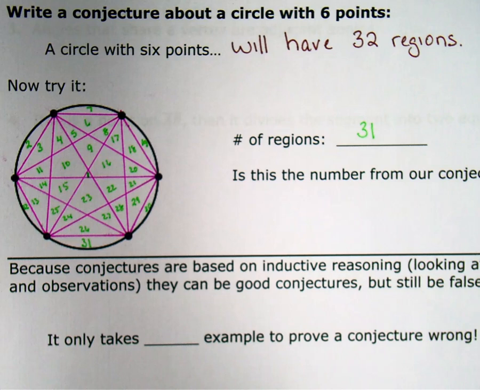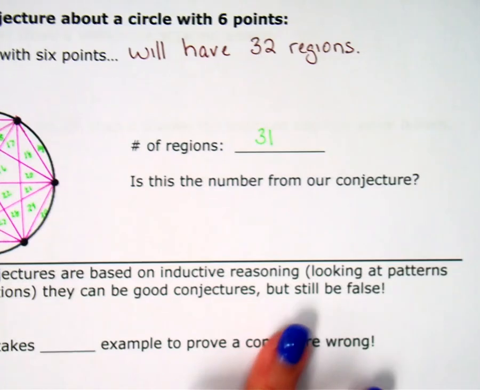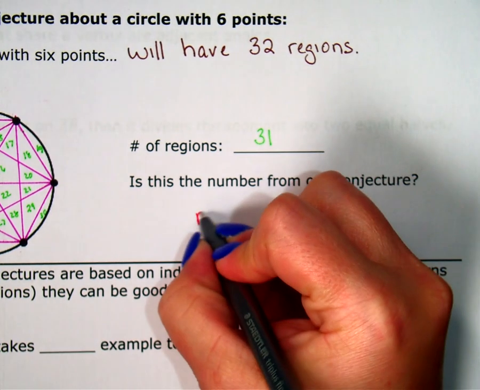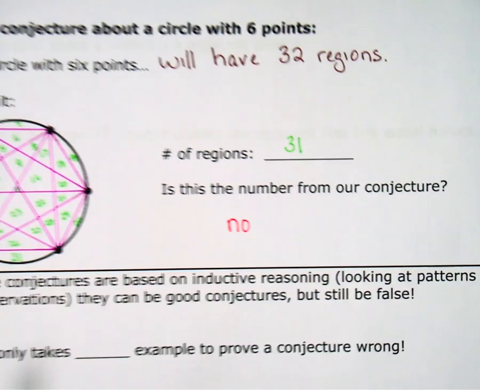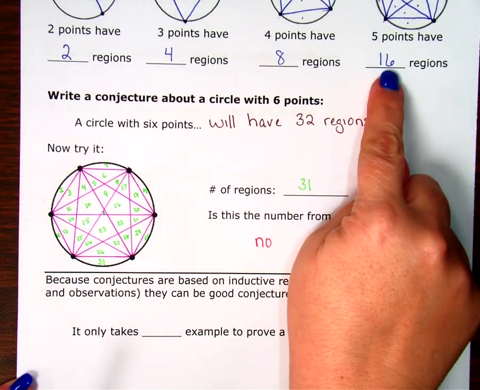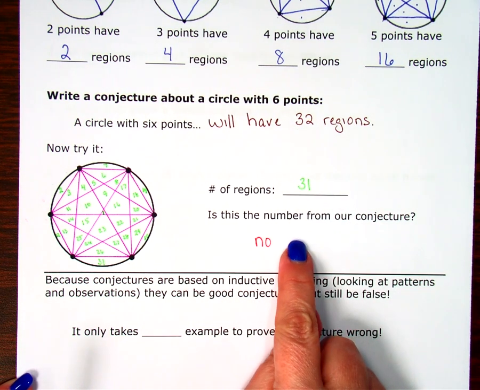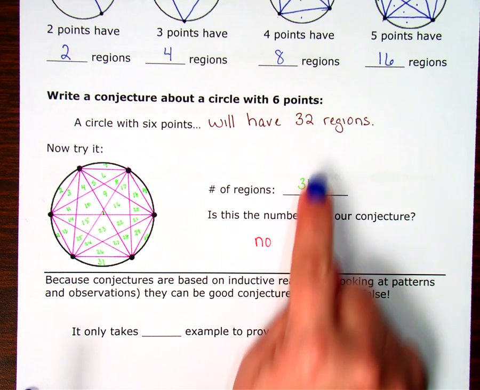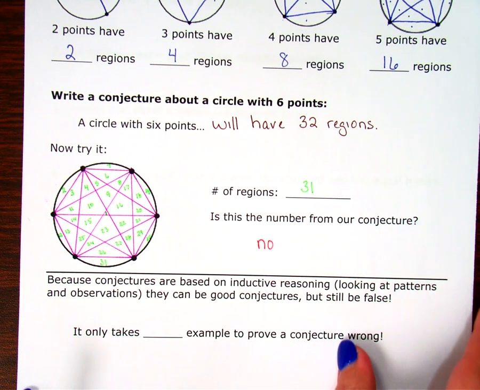So when it says, is this the number from our conjecture? My answer is no. It is not the number from our conjecture. But remember, that's okay, because a conjecture can be false. It's still a good conjecture because it made sense to go, oh, 2, 4, 8, 16, 32, multiply by 2. But in this case, it happens to not work. It's a good conjecture, but it's a false conjecture. It's based on good reasoning, but it's false.